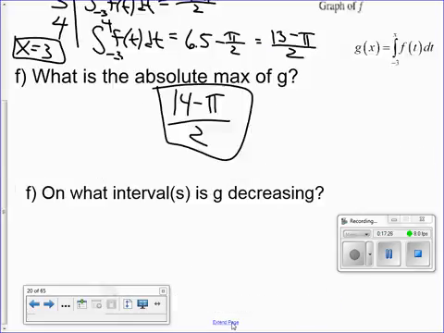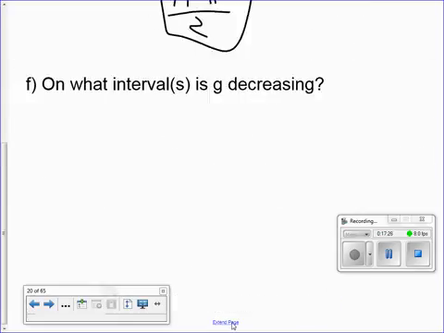Yeah, right there. Nice. On what intervals is G decreasing? You're looking at G prime. What are you looking for, first of all? A function's decreasing when its slope is what? Negative. So you're looking to see where G prime is negative.